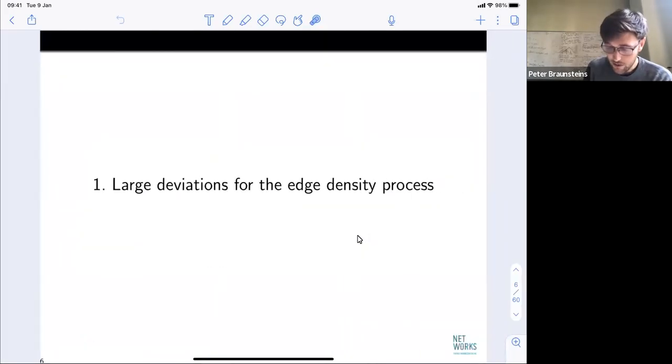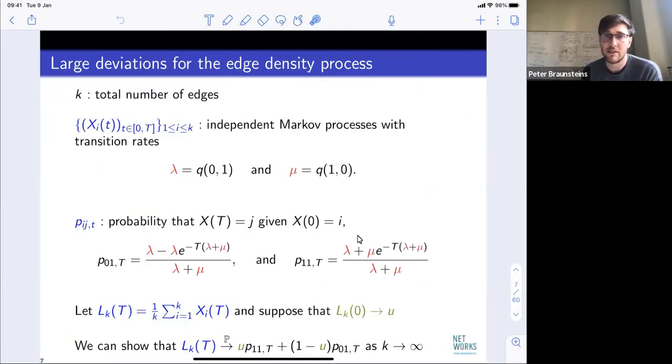Okay, so let's get into it. Large deviations for the edge density process. There are n vertices, so there are n choose 2 potential edges. But for notational reasons, we're just going to let the number of edges be equal to k. So k is going to denote the number of edges. And to each edge in our Erdős-Rényi random graph, we're going to assign a process which we label x. So each edge has an associated process x, and that process is going to take the value 1 if that edge is on, and the value 0 if that edge is off. So these are just 0, 1 processes.